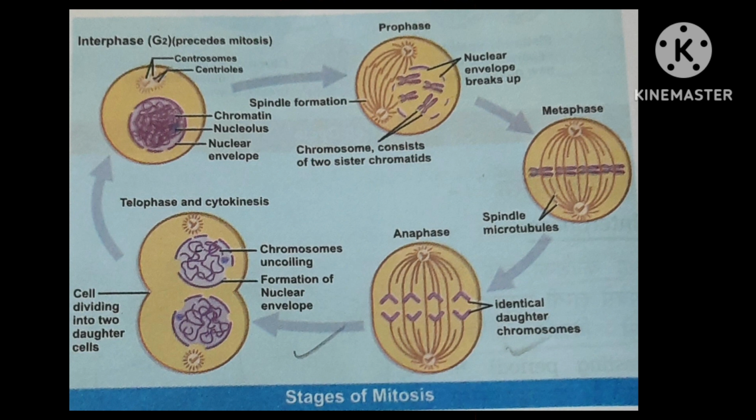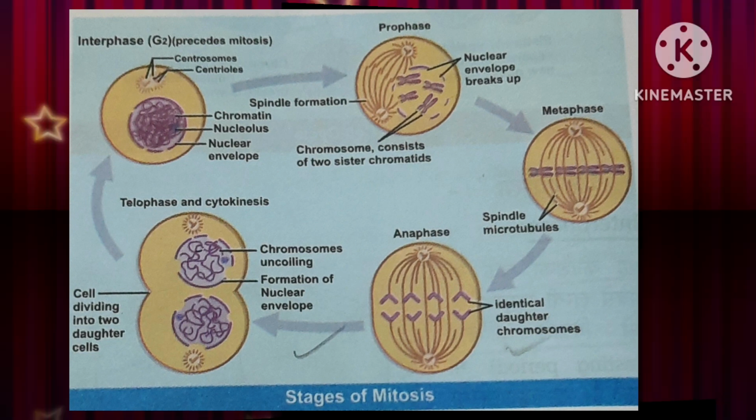This process is necessary for the maintenance and repair of tissues. Mitosis is required for the healing of wounds and regeneration of lost parts in certain animals. And a negative point is this: uncontrolled mitosis leads to cancer.